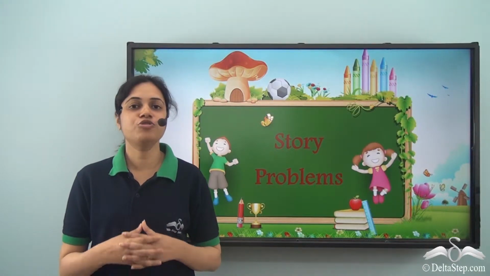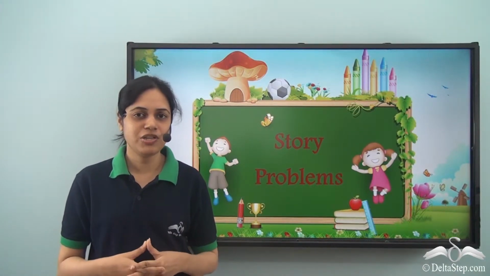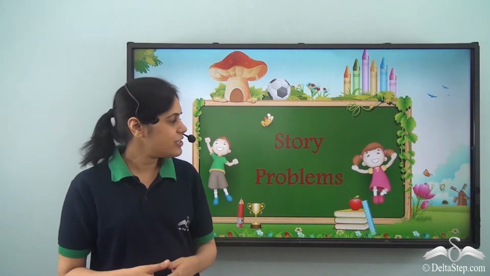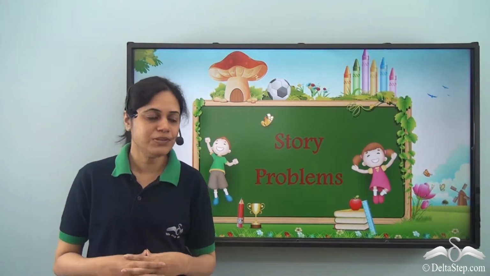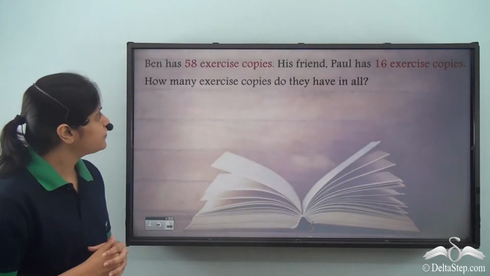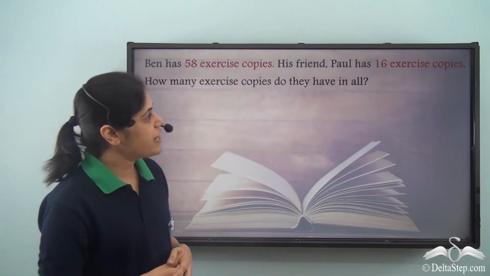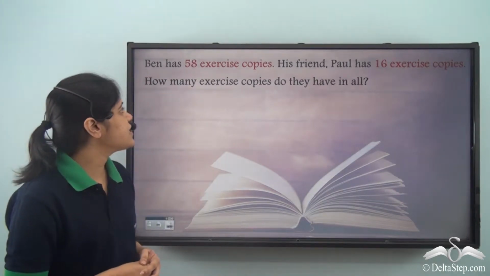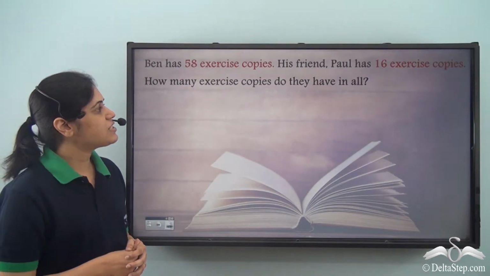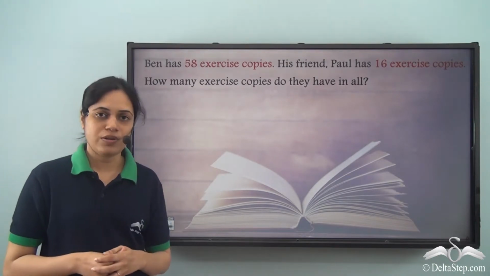So we have learned how to solve the word problems of addition and subtraction. Now let us solve a few more word problems. Ben has 58 exercise copies. His friend Paul has 16 exercise copies. How many exercise copies do they have in all?